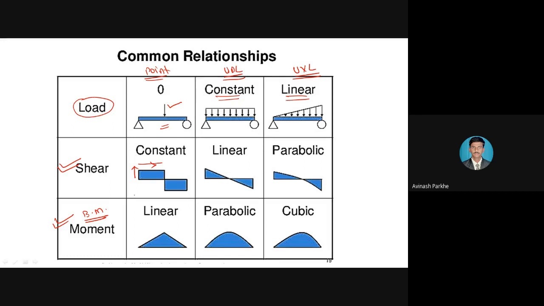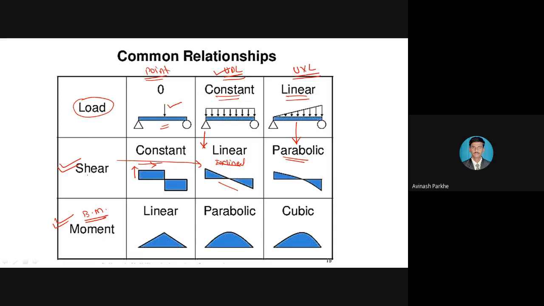Similarly, in the same load, if UDL is given, that UDL can be represented in the shear force diagram in the form of an inclined line. You can see the figure and go for the matching. This is the shear force, this is the UDL. So if I represent the UDL in the shear force diagram, it is represented by the inclined line. Similarly, if I represent this UVL in the shear force diagram, it is represented by a parabolic curve.